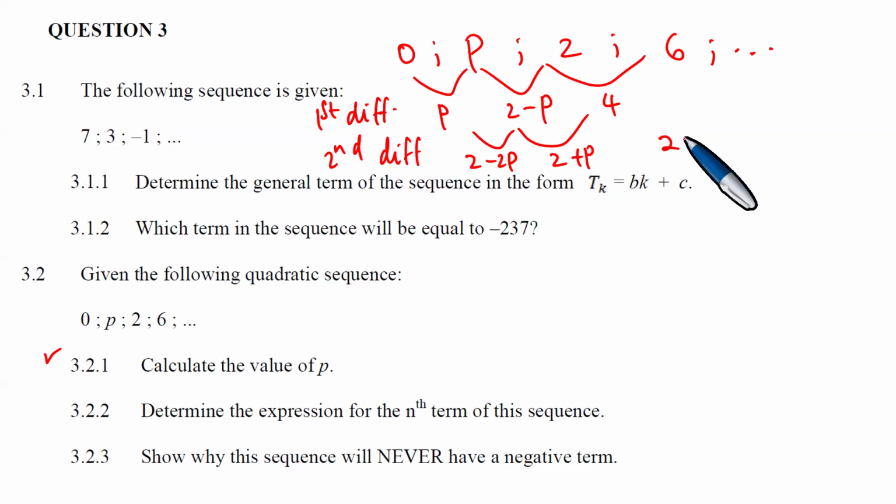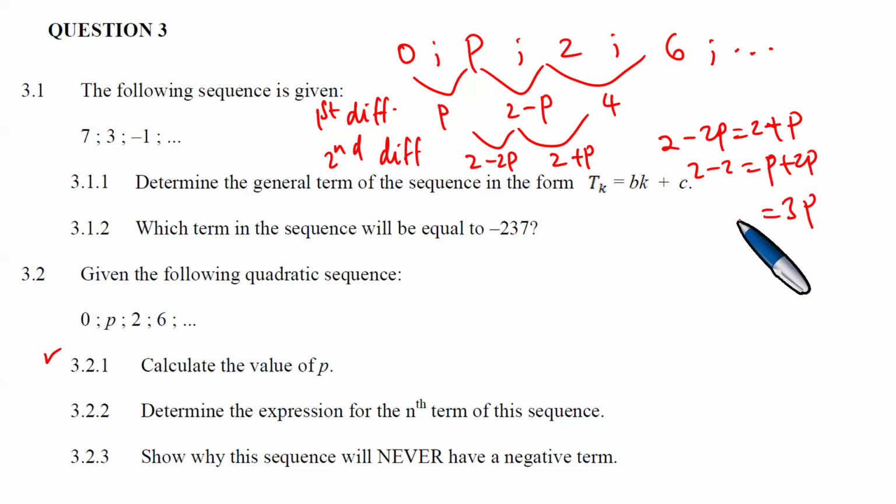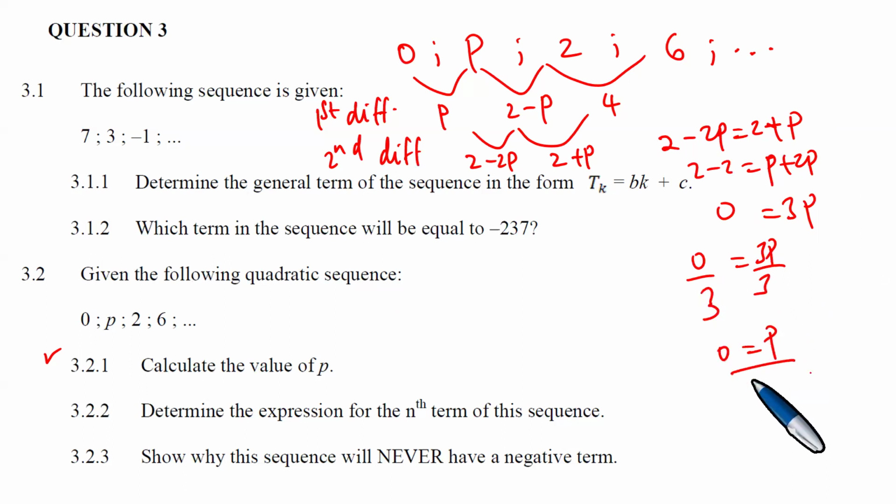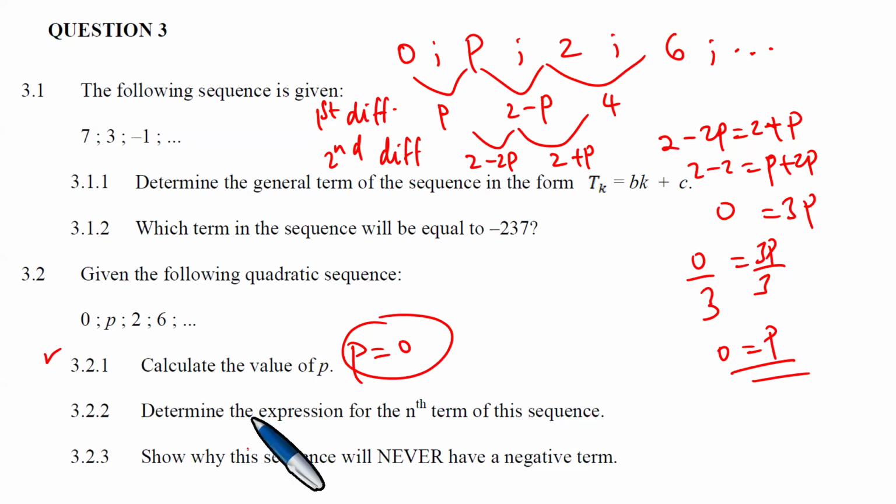So if these are constant, it means 2 minus 2p equals 2 plus p. At this point, you have 2 minus 2 equals p plus 2p. What is p plus 2p? 0 equals 3p. If 0 is 3p, then what is the numerical value of p? You divide, which means p is 0. So p equals 0.